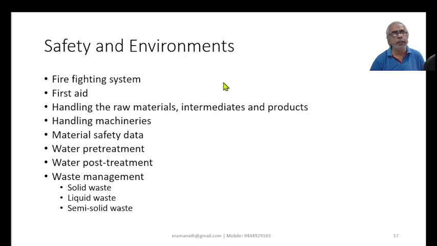And finally, I should talk about the safety and environmental standards. So you should have the proper firefighting system and first aid. Then you should educate your workers how to handle the raw materials, intermediates and products. Then we should be aware of handling the machineries. Appropriate training is required here. Then material safety standards, product data sheet and material safety data sheet.